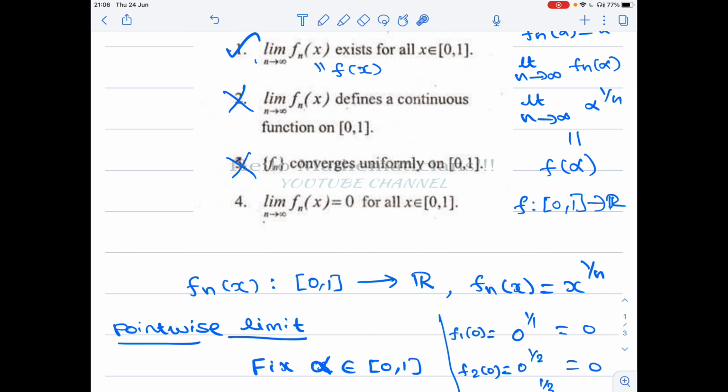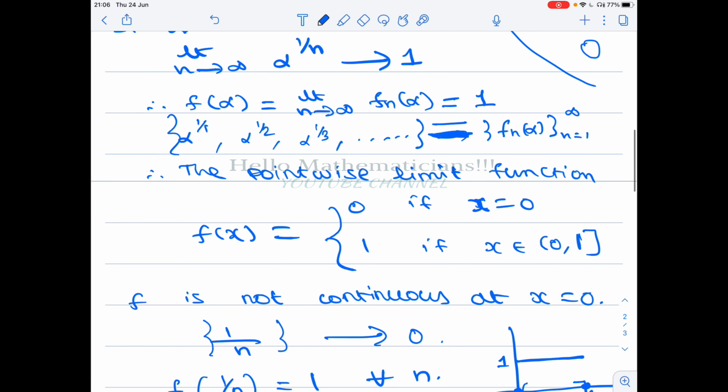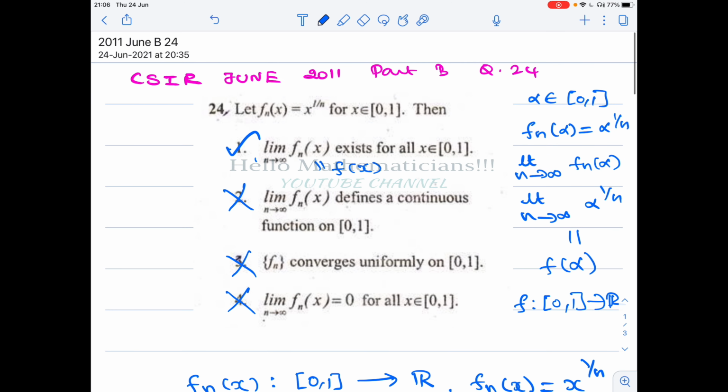And the fourth option, they are saying that f of x equal to 0 for all x. The limit function is identically 0, but that is also not true, because we saw that this is the limit function. Clearly, this is not identically 0. So yeah, it is a very simple problem. In this simple problem, we covered some basic things about sequences of functions and their pointwise continuity. We will do more problems on sequences of functions.